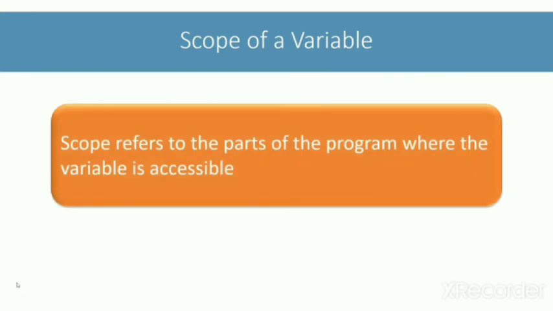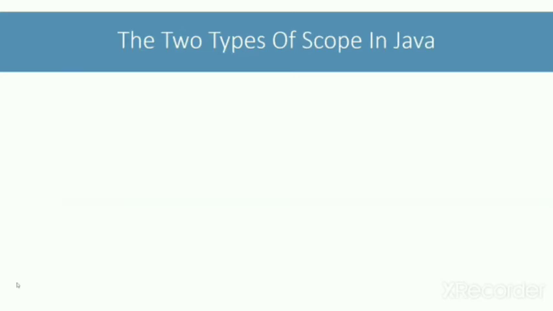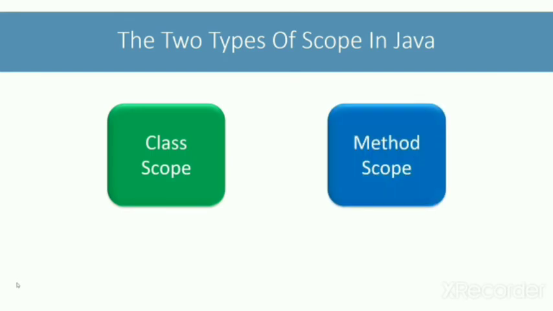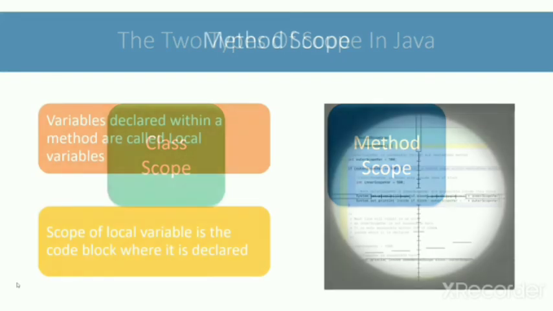Scope refers to the visibility of the variables. In other words, scope means in which parts of the program you can see and use your variable. In Java, broadly there are two types of scope: class scope and method scope. We will defer discussing class scope to after we have discussed classes. Right now, we will look into method scope.